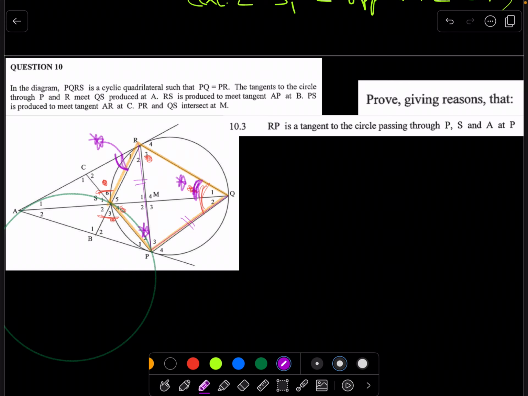What else? Speak to me, diagram. Speak to me. I'm suspicious about how we haven't used the fact that these are equal yet, I won't lie.